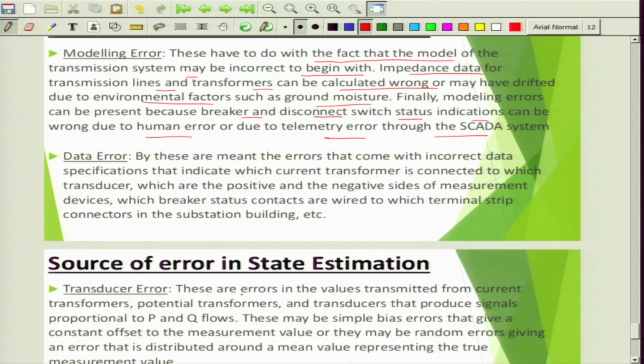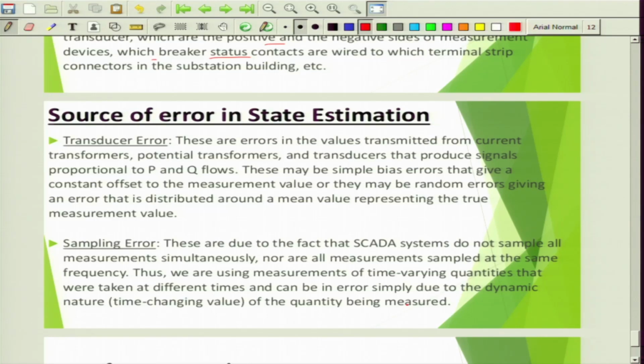So data error: by this are meant the errors that come with incorrect data specifications that indicate which current transformer is connected to which transducer, which are the positive and the negative sides of the measurement devices, and which breaker status contacts are wired to which terminal strip connections in the substation building, etc. So these are some of the cases by which you get data error. Sometimes you may connect a measuring device the opposite way, and instead of getting a positive measurement you may get a negative measurement, you understand?